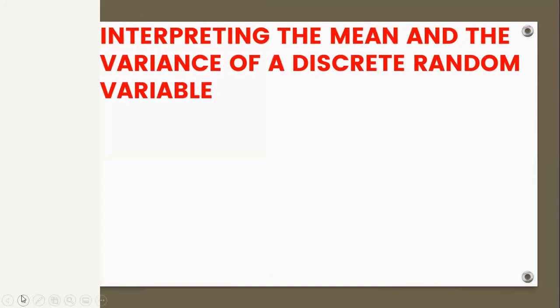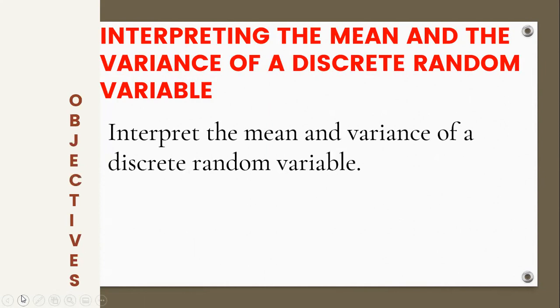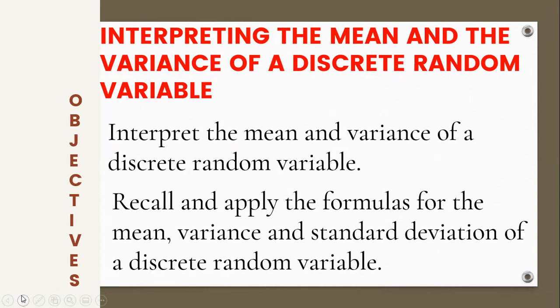For the first module, module 8, it is entitled Interpreting the Mean and the Variance of a Discrete Random Variable. And here are the objectives: interpret the mean and variance of a discrete random variable, and recall and apply the formulas for the mean, variance, and standard deviation of a discrete random variable, which we have already discussed last week.